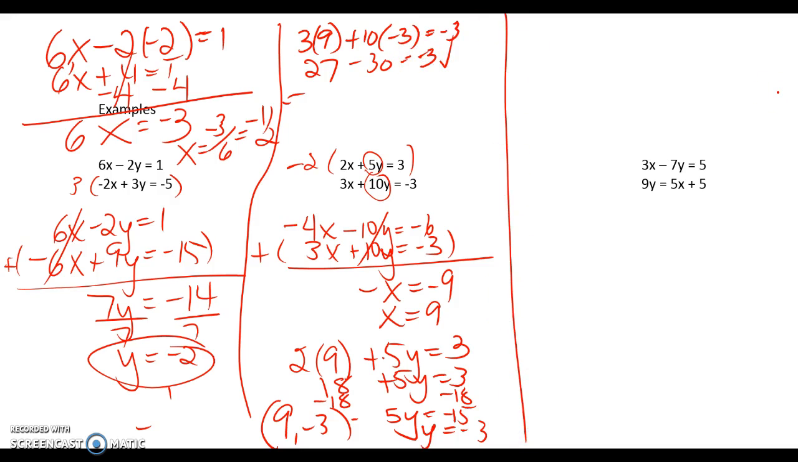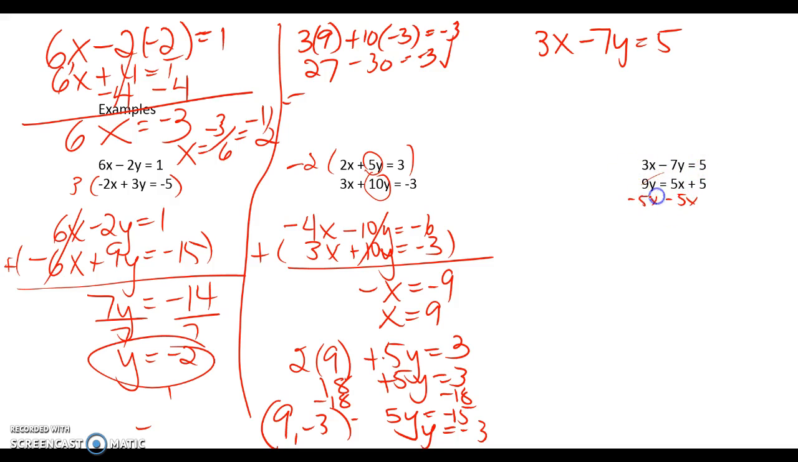Now notice, these are not in the same form, right? We have to get them in the same form first. So let me rewrite this up here. 3x minus 7y equals 5. Down here, I'm going to subtract 5x from both sides. So now this is negative 5x plus 9y equals 5. All right, well, one's not jumping out at me as much as I'd like.